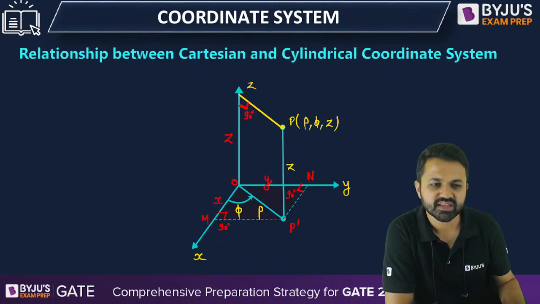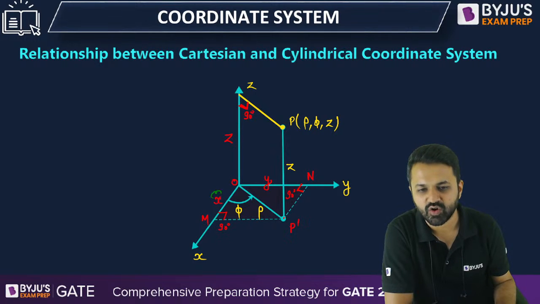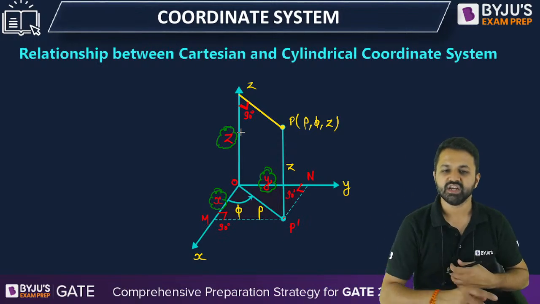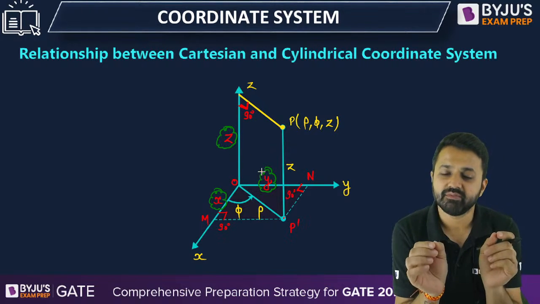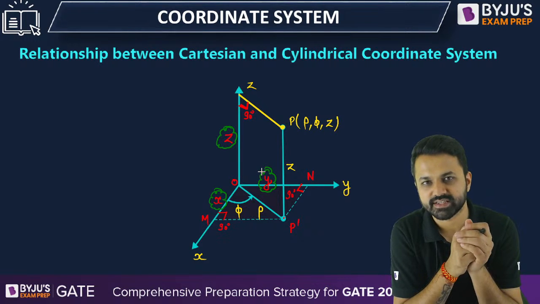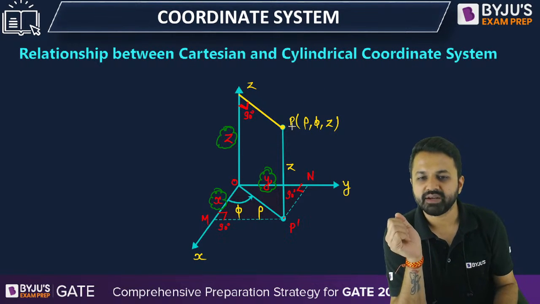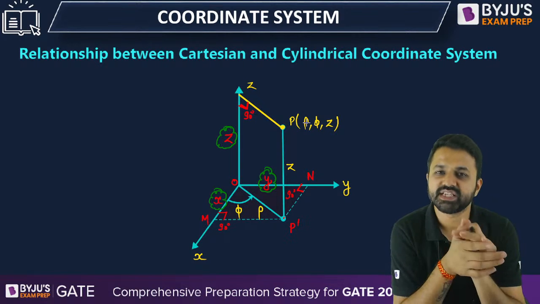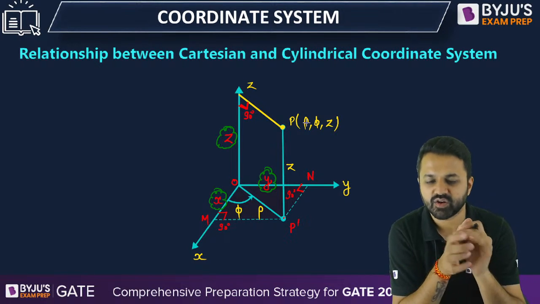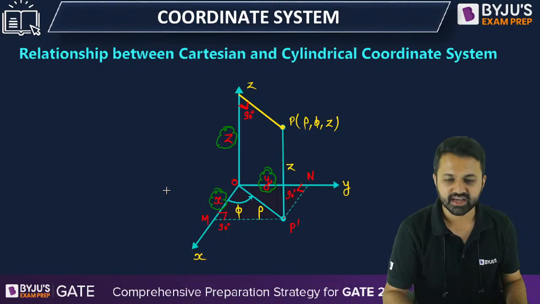So now we have three different coordinates. This is x, which is related to the Cartesian, this is y, which is again related to the Cartesian, and this is z, which is again related to the Cartesian. So these x, y, z, which I have circled, are the parameters related to the Cartesian coordinate system. At point P, we have rho, phi, z, and these are the parameters related to the cylindrical coordinate system. Is it clear up to this point?